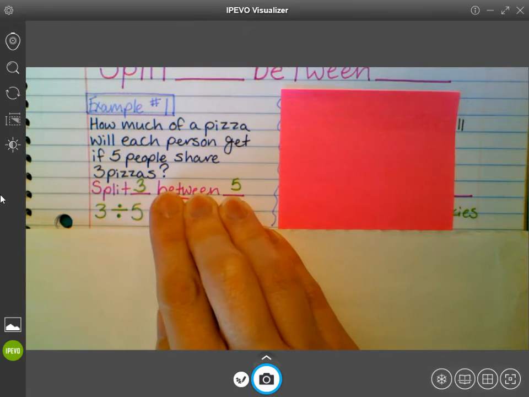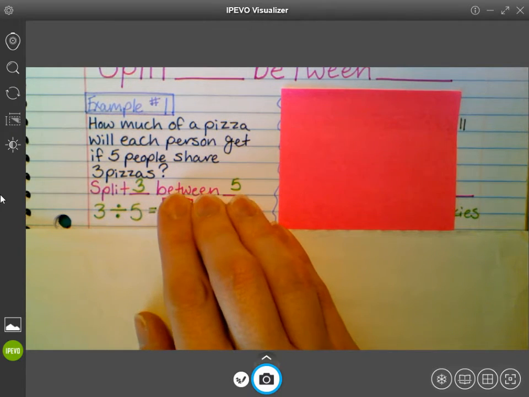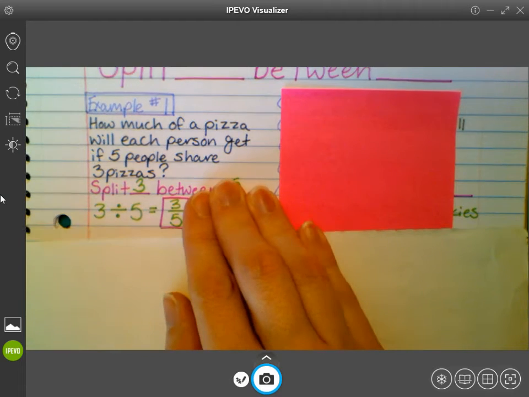So what would that look like as a fraction? I want you to think about how you would say the fraction in your head. Then on the count of 3, I want you to tell me what that fraction is. 1, 2, 3. 3/5. And is that our final answer?